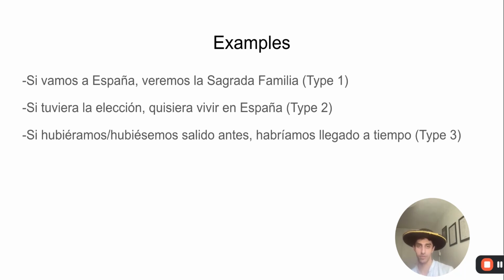And an example for type 3, definitely the hardest one, is "si hubiéramos o hubiésemos salido antes, habríamos llegado a tiempo," meaning if we had left earlier, we would have reached on time. Yeah, that is quite advanced. The third type of if clause, again, definitely beyond the scope for most Spanish GCSE and iGCSE students.